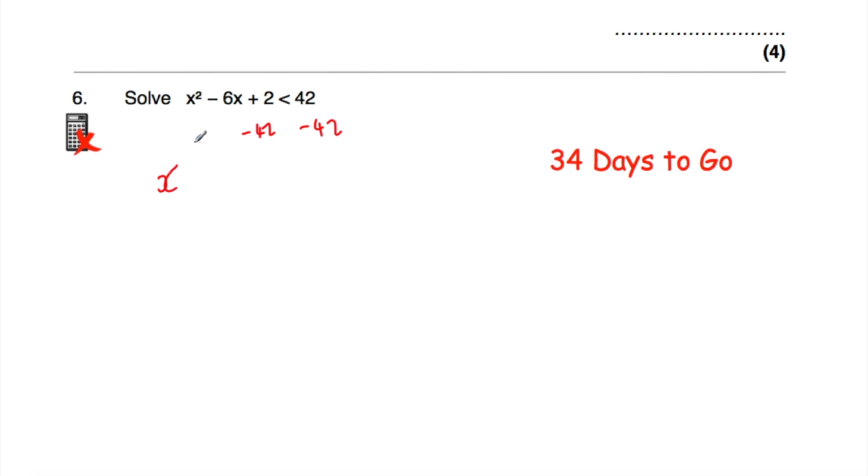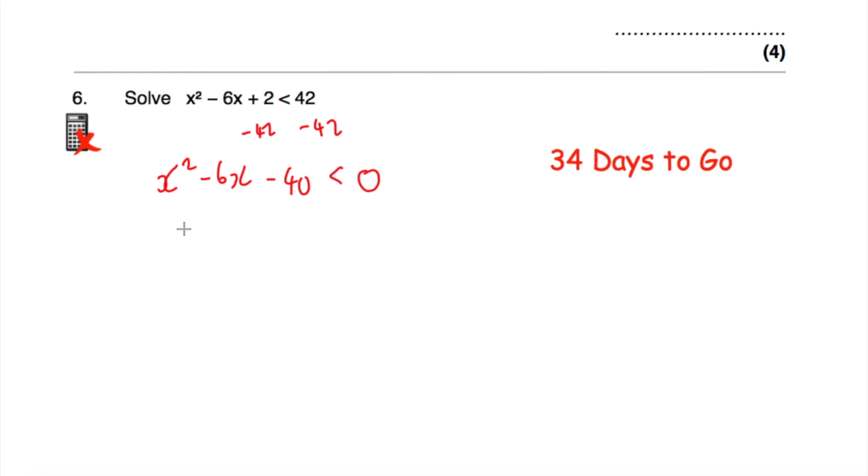So on the left-hand side, we'd have x squared, subtract 6x. Now we had 2, we're taking away 42, so that's going to be minus 40. And then we've still got our less than symbol, and then 42, subtract 42 is equal to 0. So we've got x squared, subtract 6x, subtract 40 is less than 0. So that's our quadratic inequality and we want to solve that.